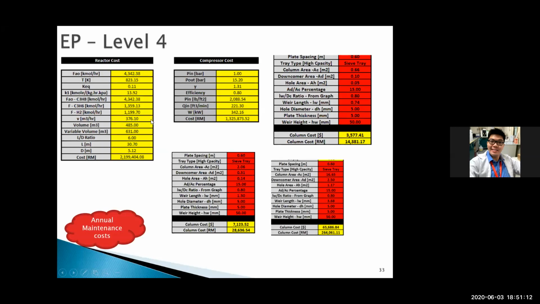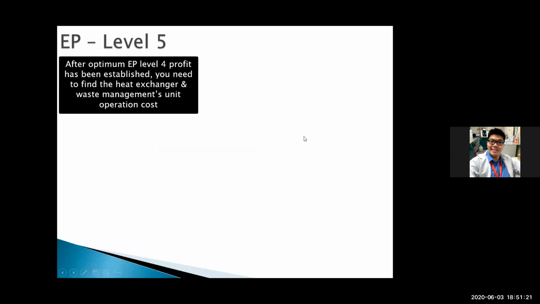For the details on how to calculate this, maybe Dr. Rasmi will show you how to calculate them accurately. Now we're going to EP level 5. After each of your unit operations has been carefully designed, the next part is for you to look at your utilities, such as your heat exchanger. That is the first one. And the second one will be your waste management plan.